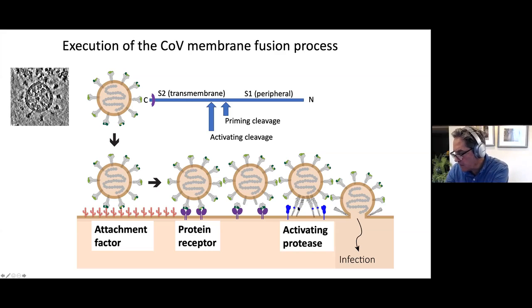And at some stage, this extended intermediate is subjected to a second proteolytic attack, the so-called activating protease cleavage, at a position that's a little bit more carboxy terminal to the priming cleavage, and that leaves a somewhat smaller transmembrane fragment that's able to then fold back upon itself into a hairpin form, in turn bridging the opposing membranes close together enough to fuse, and then genomes enter cells and infection ensues.